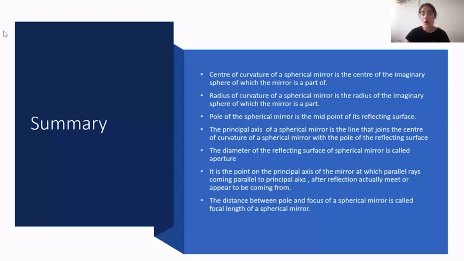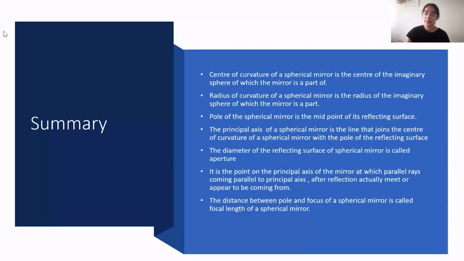Pole is the point on the reflective surface of the mirror which divides the mirror into two equal halves. It means that pole, represented by capital P, is the midpoint of the reflective surface. And center of curvature is the center of the imaginary sphere. Now, the principal axis of a spherical mirror is the line that joins the center of curvature with the pole of the reflecting surface. This straight line is termed the principal axis.